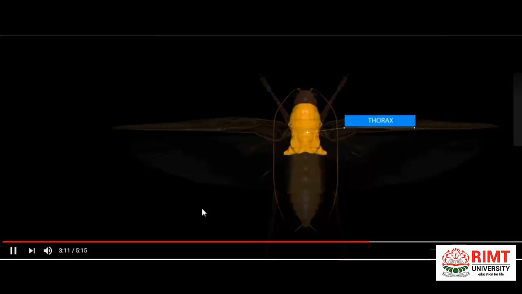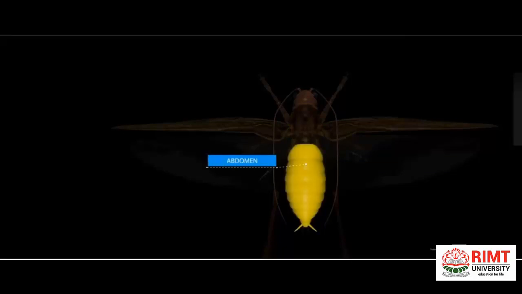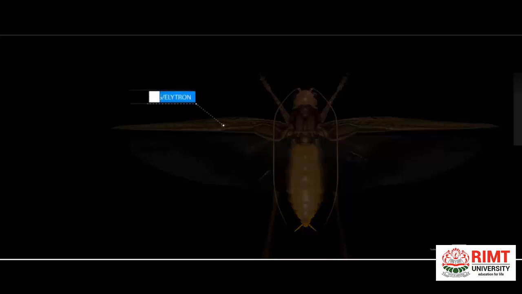This is the thoracic region, the thorax, divided into prothorax, mesothorax and metathorax. Abdomen, 7 to 8 appendages are there.